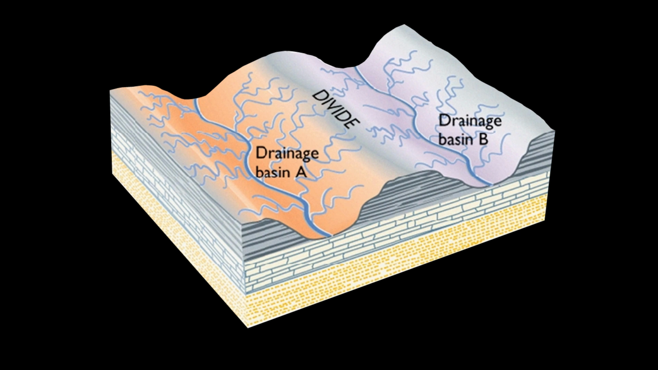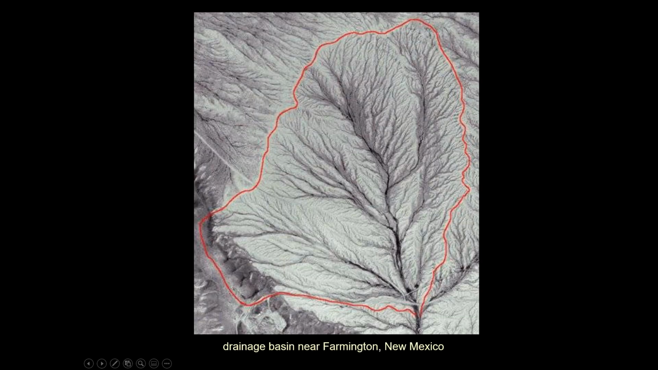Here's another graphic that helps you to see the interfluve, the high point, or drainage divide, right here in the center of this graphic. And here we have drainage basin A, drainage basin B. So a drop of water falling over on the left would end up in drainage basin A, and to the right, drainage basin B. So you get the idea. Another view, this is a satellite view of a drainage basin.